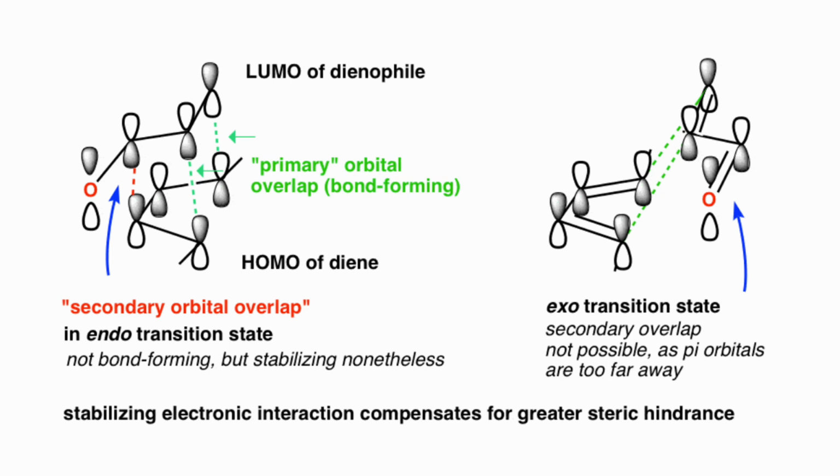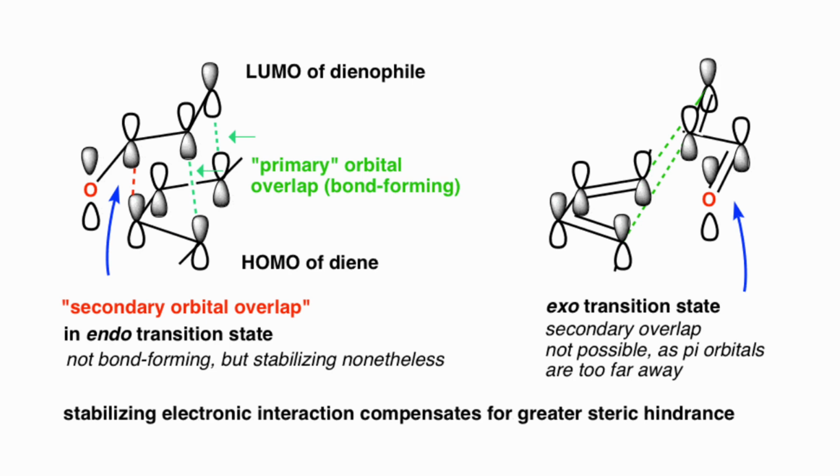But in the transition state, because those orbitals line up and they can sit on top of each other relatively easily, that lowers the energy of the transition state, which is just to say that there are two different ways these molecules could line up. One, if they line up one way, we get the endo product. If they line up the other way, we get the exo product.